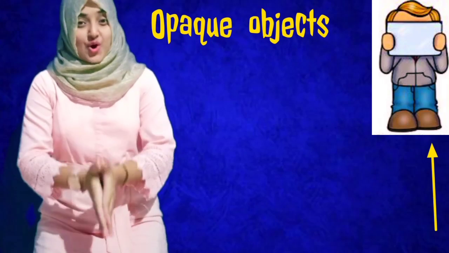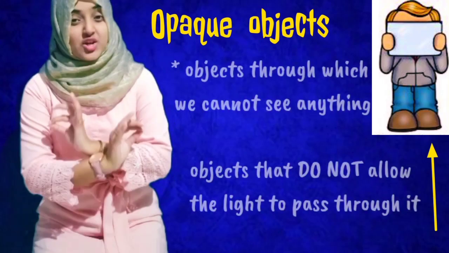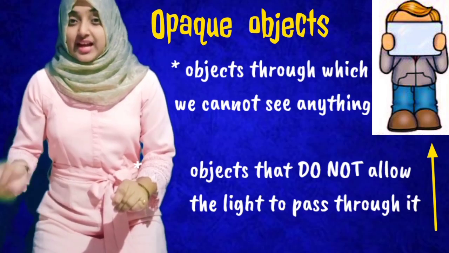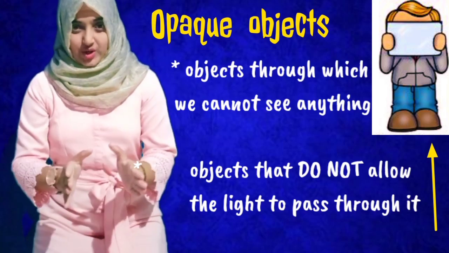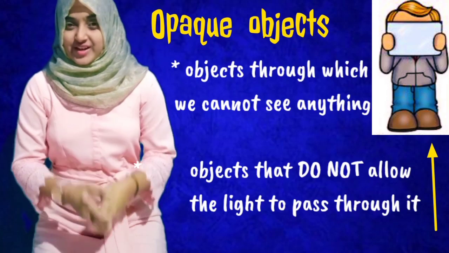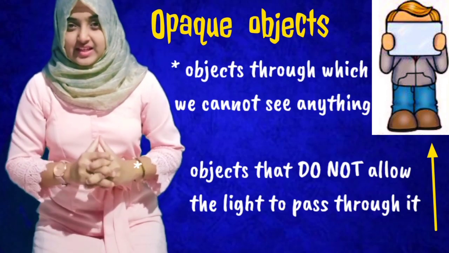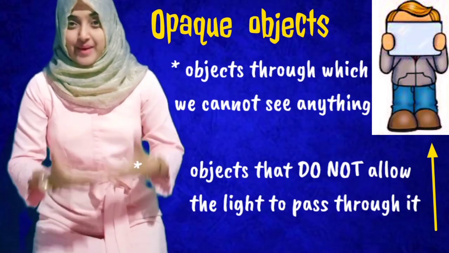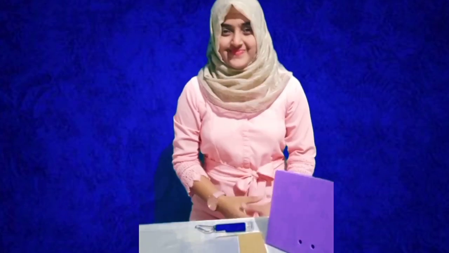Now, the opaque objects. The objects through which we cannot see anything and that do not allow the light to pass through are called the opaque objects. For example, you, me, the wall, the building, the food, the cat, ball, bat, table are all opaque since we do not allow the light to pass through us.